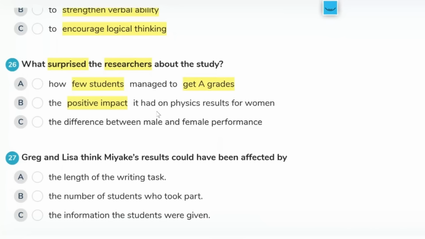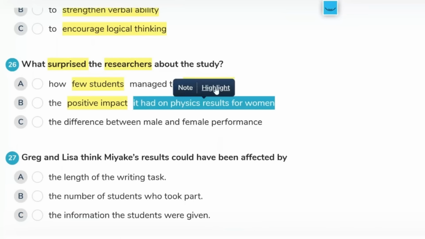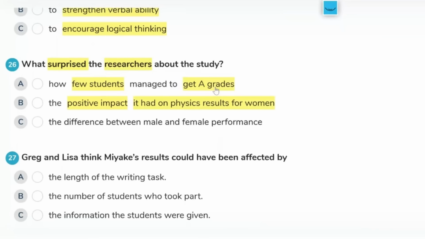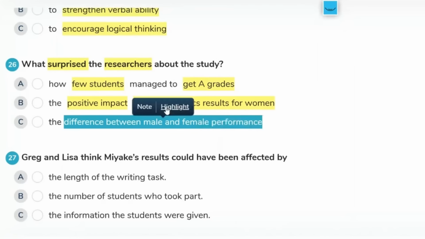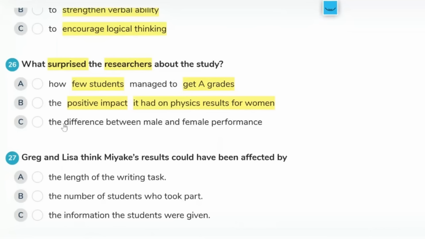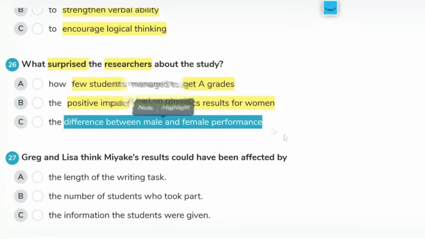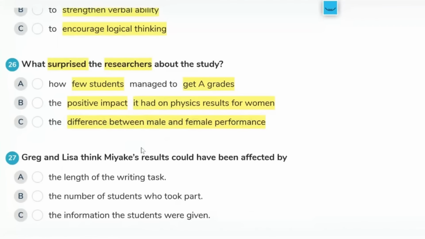Positive impact it had on physics results for women. So if the positive impact on physics results for women, like before that they were getting C grades and after this they started getting B grades, so it is the positive impact it had on physics results. And the difference between male and female performance. So if the difference surprised them, C will be the right answer. The difference between male and female performance. And again, we are talking about physics. Okay, so the surprising thing will be the right answer.